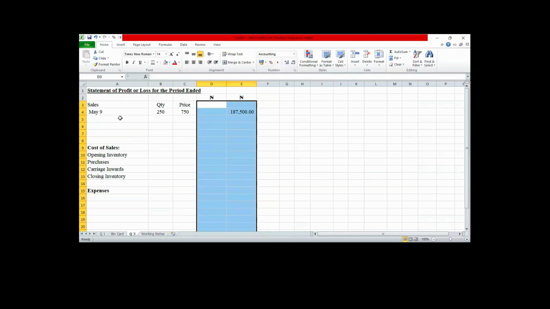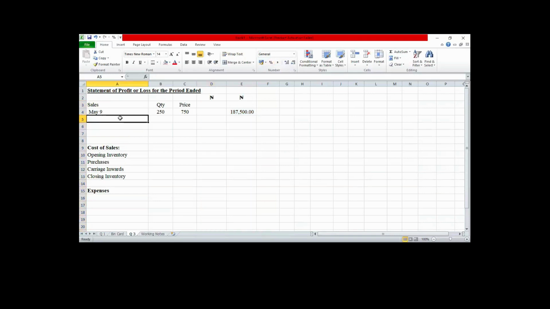What's the second one? We have July 25. How many units? 250. At what rate? 850. I said 250 at 850. Then we now have 250 times 850, which is 212,500. That is your sales.